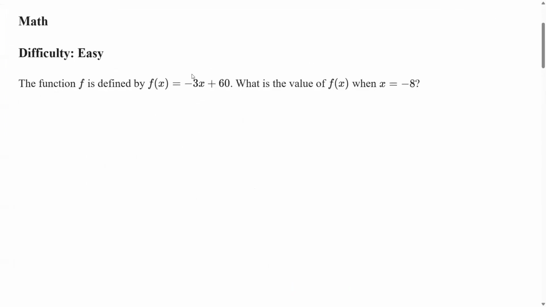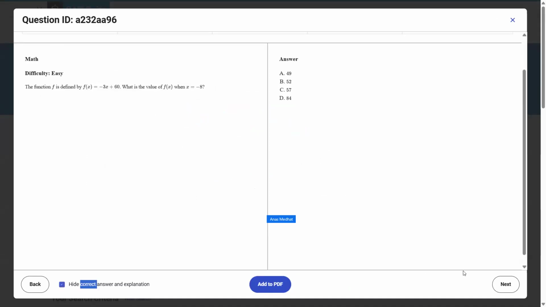What is the value of f(x) when x is equal to -8? All you do is substitution. 8 plus 60. This will give you 24, 60, which is 84. That's D.